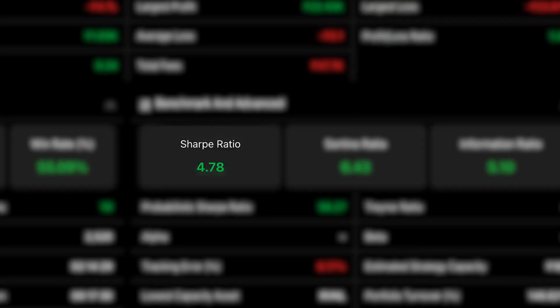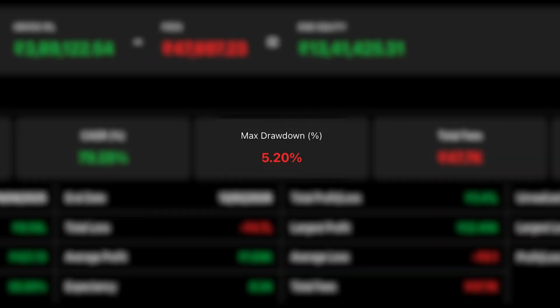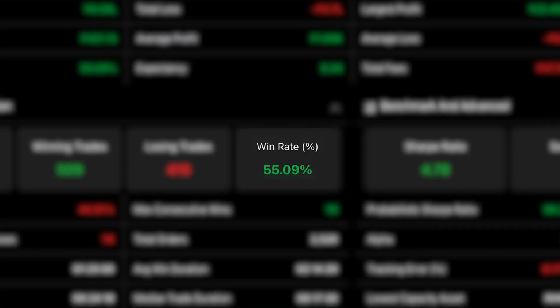From a risk-adjusted perspective, the strategy recorded a Sharpe ratio of 4 and a Sortino ratio of 6. The maximum drawdown during the period was just 5%, and the strategy achieved a win rate of 55%.